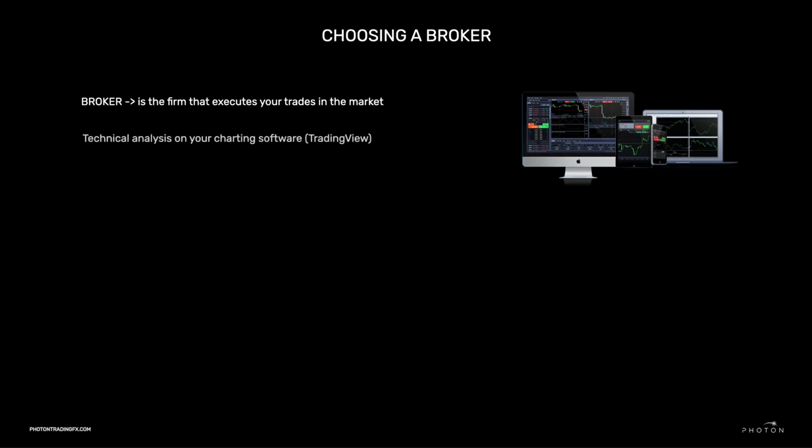So essentially, we're going to do all of our analysis on a third-party charting software, such as TradingView, which we just went through in the previous lesson. And it's on TradingView where we're going to be identifying our potential trading opportunities. And then when a trading setup does occur, we go to our broker's platform to actually execute and get into the market and then manage our position and our trades.